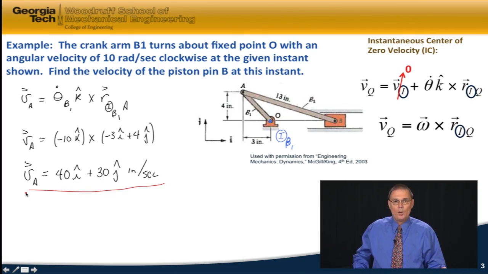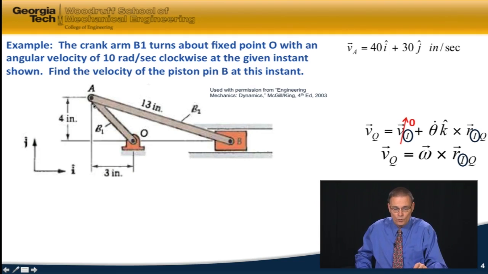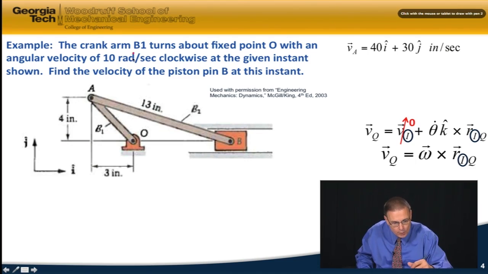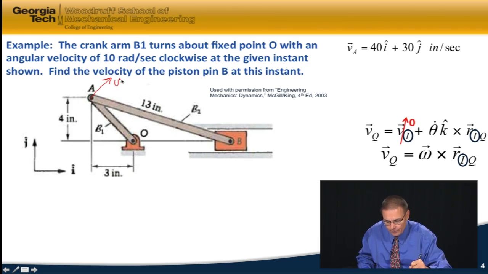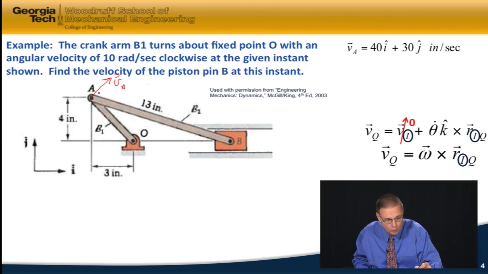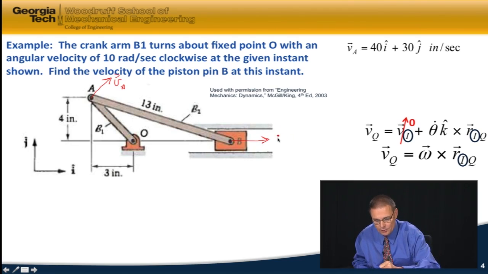Okay, so we keep going towards unknowns again. To go from A to B, I'm going to use the IC method, so I need to locate the IC for body B2, or the bar from A to B. We know that the velocity of A is up and to the right, 40I plus 30J. We also know that the velocity of B is going to have to be to the right because it's a slider mechanism or a piston, so this is VB.